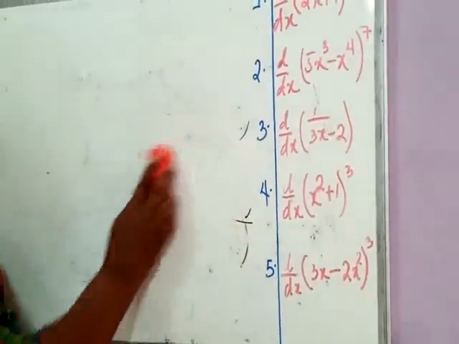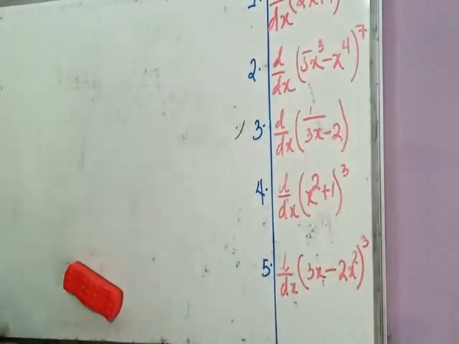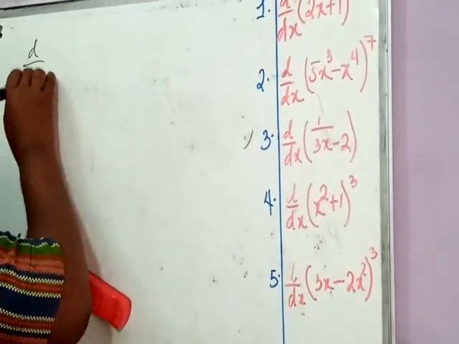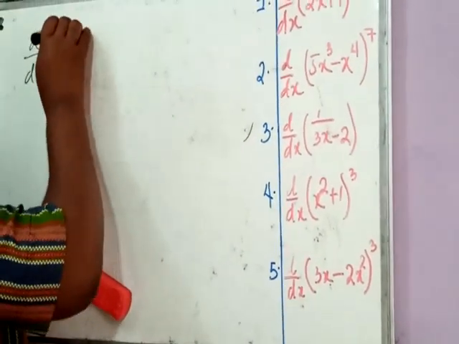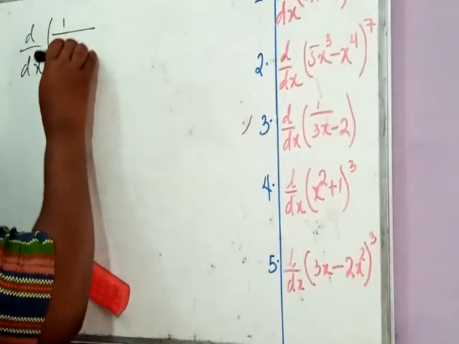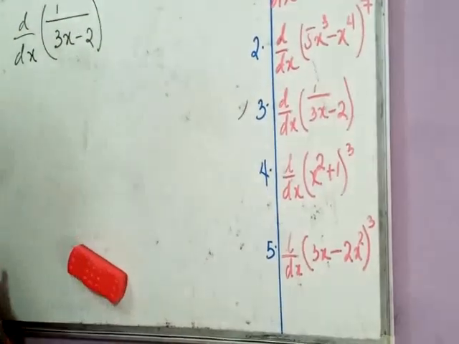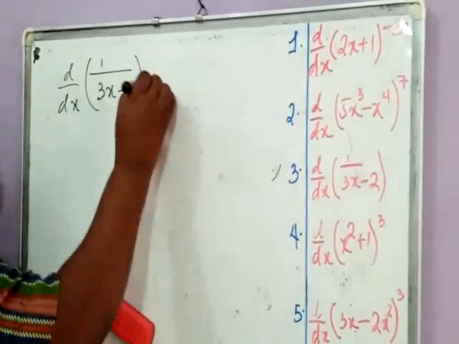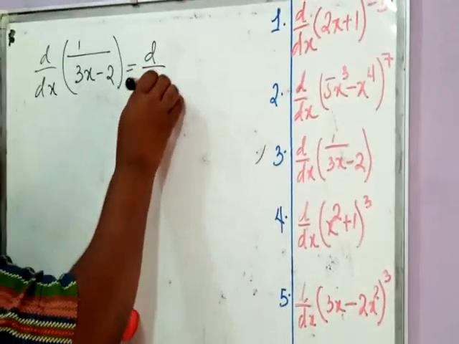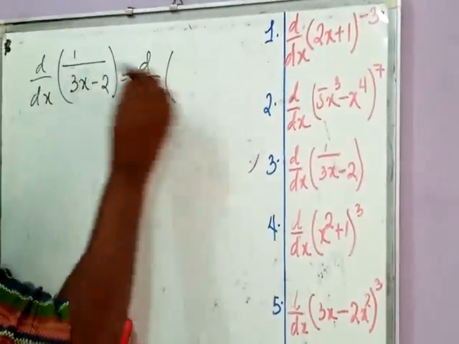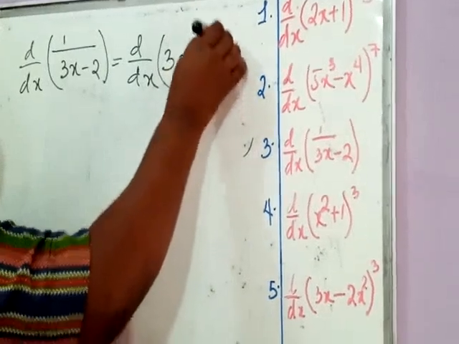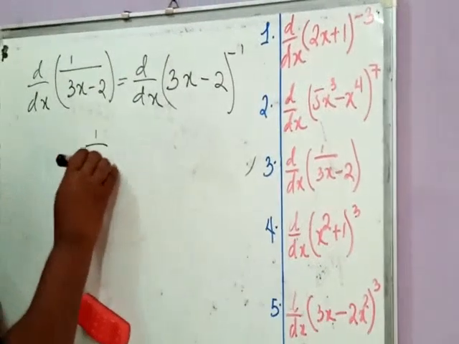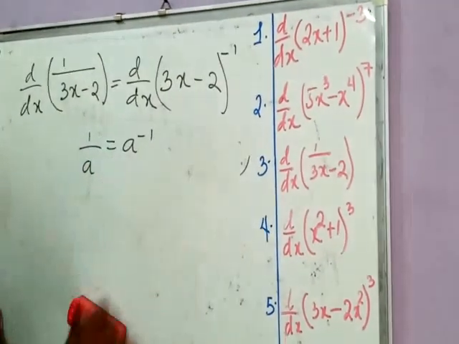And what does number 3 ask us to do? Number 3 simply says you should evaluate d by dx of 1 all over 3x minus 2. Okay, beautiful. Now notice something, that we cannot see the power here easily. But you can see that this is the same thing as differentiating with respect to x, 3x minus 2 raised to the power minus 1. This and this are the same because 1 over a is equal to a to the minus 1.